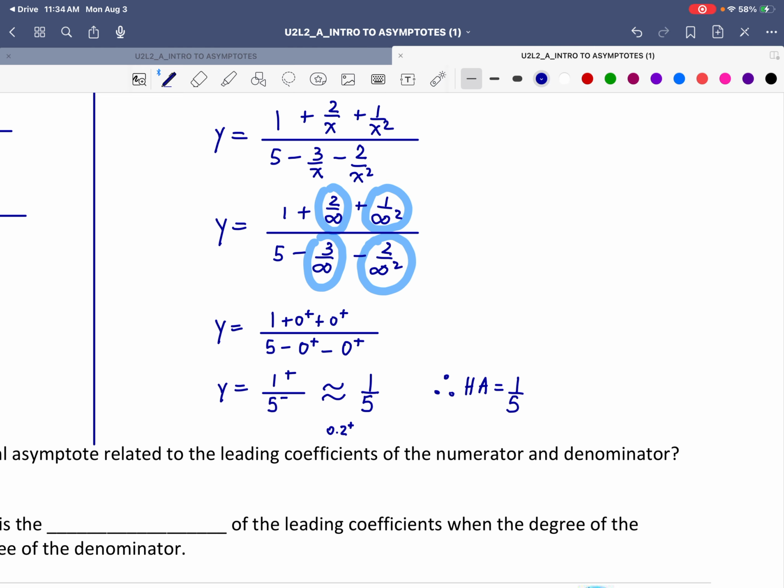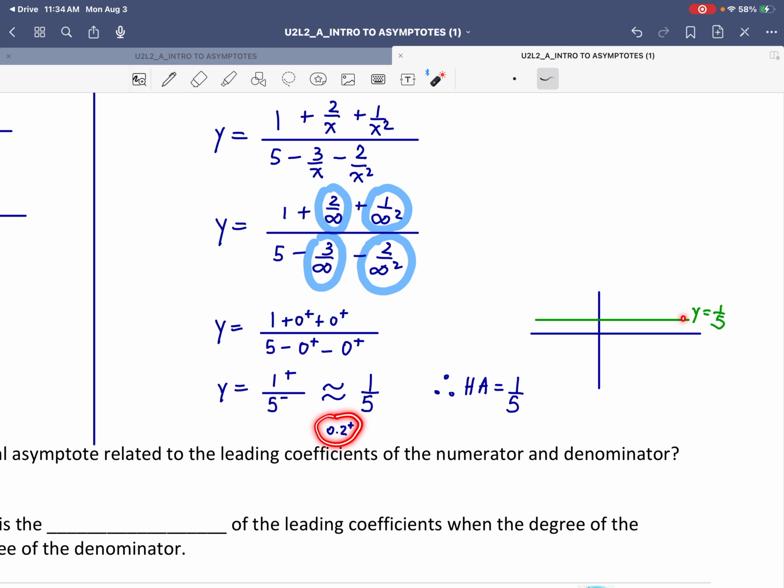Now, what happens when the function has a horizontal asymptote at 1 over 5 means that if the horizontal asymptote, let's say, is here at y equals 1 over 5, then you see that the graph of the function as x approached positive infinity was 0.2 or 1 over 5 plus. So that means that the graph of the function will be above the horizontal asymptote. Okay?